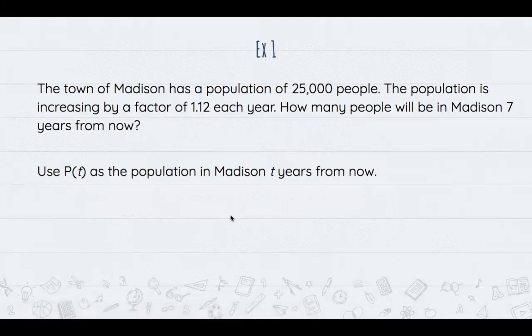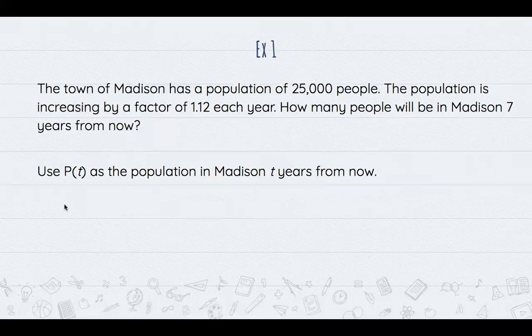Okay, the town of Madison has a population of 25,000 people. The population is increasing by a factor of 1.12 each year. How many people will be in Madison 7 years from now? Use P(t) as the population in Madison t years from now.